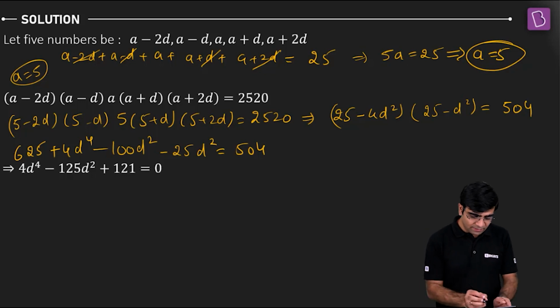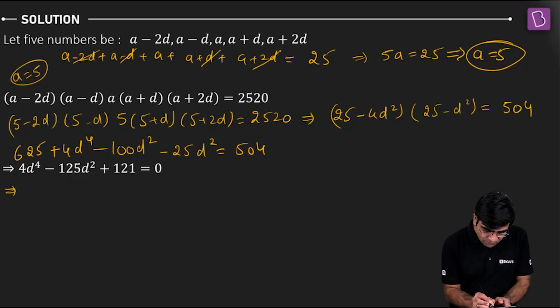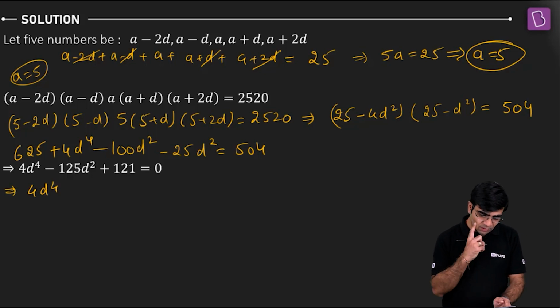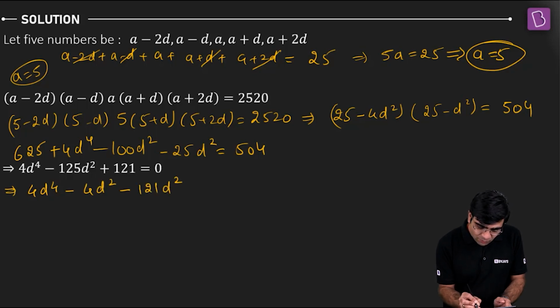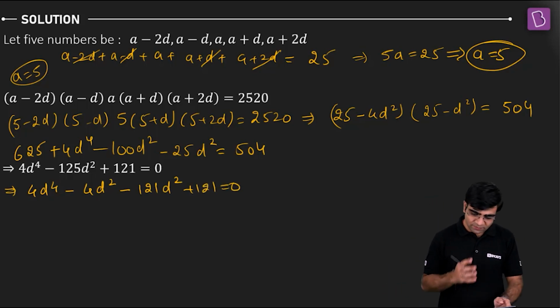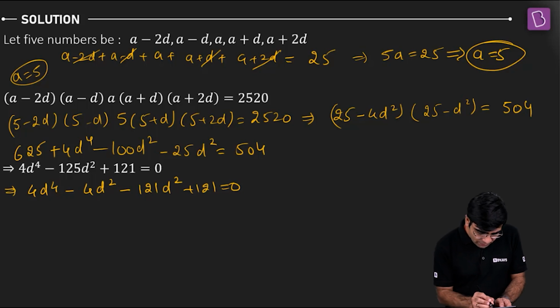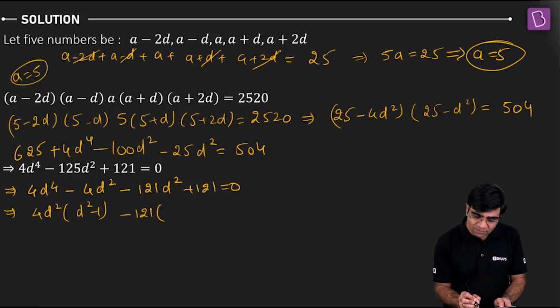Okay, now let's quickly factorize it. So what do I have here? We have 121 into 4, that makes 125, simplest one. So 4d raised to 4 minus 4d square minus 121d square plus 121 equal to 0. All right, let's simplify it further. So what do I get here? From the first two terms, I get 4d square common. Inside the bracket, I'm left with d square minus 1. And here I take minus 121 outside. We get d square minus 1 equal to 0.